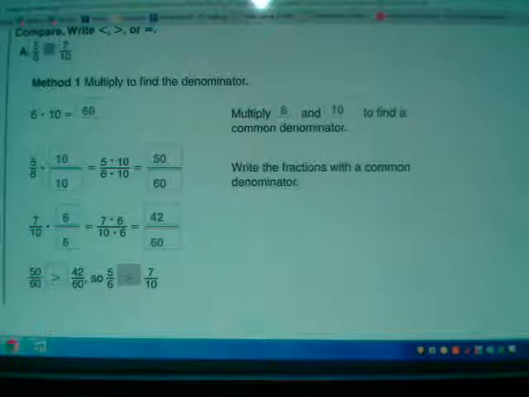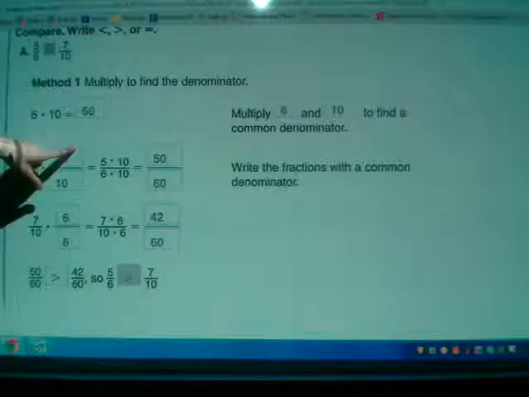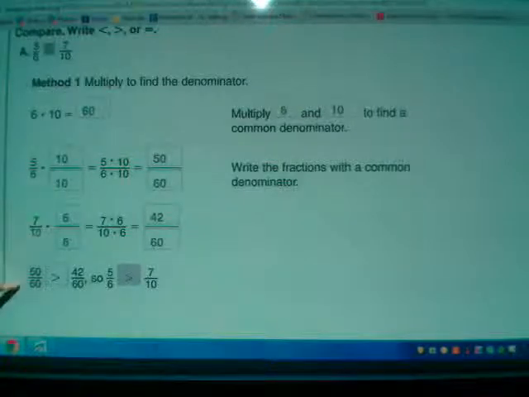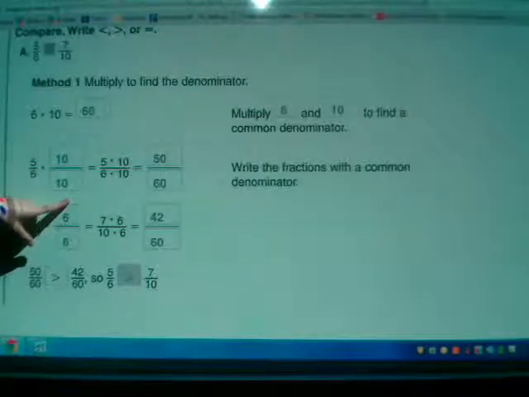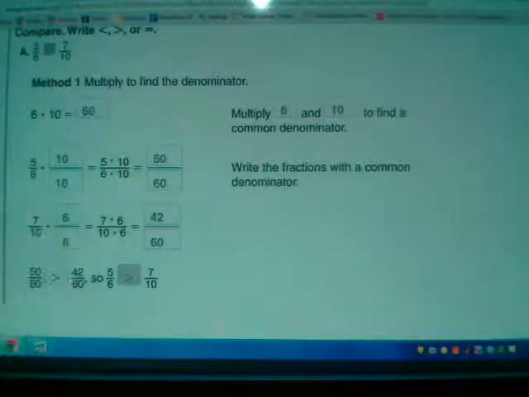Now remember, whatever you multiply the bottom number by, the denominator, you then have to carry the same multiplication through the top. So on this one, when we multiplied by 10 in the bottom, we did the same in the top, and that's how we ended up with 50 over 60. With this one, 7/10, we multiplied by 6 to get to 60, so we do the same thing in the top, and that's how I get 42 out of 60.